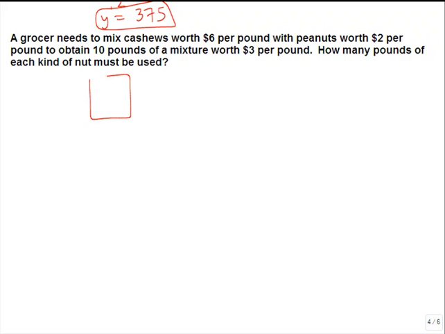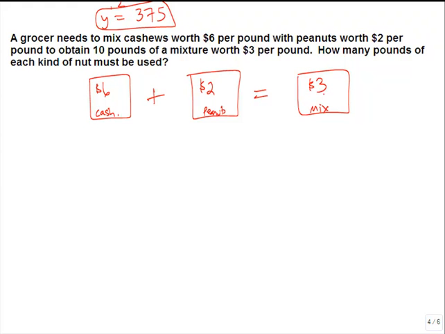So what are we doing here? We're mixing together first the cashews worth $6 per pound with the peanuts worth $2 per pound, and we're trying to obtain a mixture that's $3 per pound, and we want 10 pounds of that mixture. So this is what your diagram should look like, very, very similar to the mixture problem we did up above. We want to know how many of each type of nut should be used. Since there's two different types of nuts here, we need two different variables. So I'm going to call this one x and this one y.